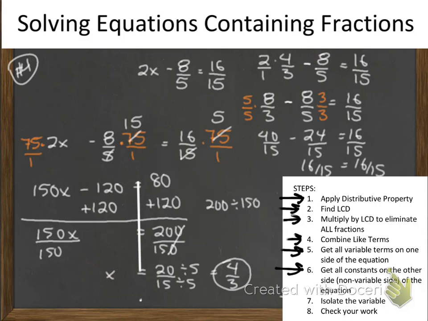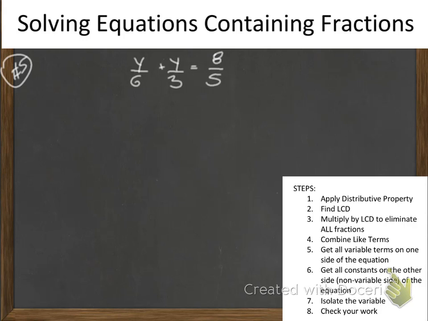All right, let's do another problem. Number 5 says y over 6 plus y over 3 equals 8 over 5. Again, in this problem, there is not an opportunity to apply the distributive property, so we're going to find the LCD. The LCD, the least common denominator, is actually 30.